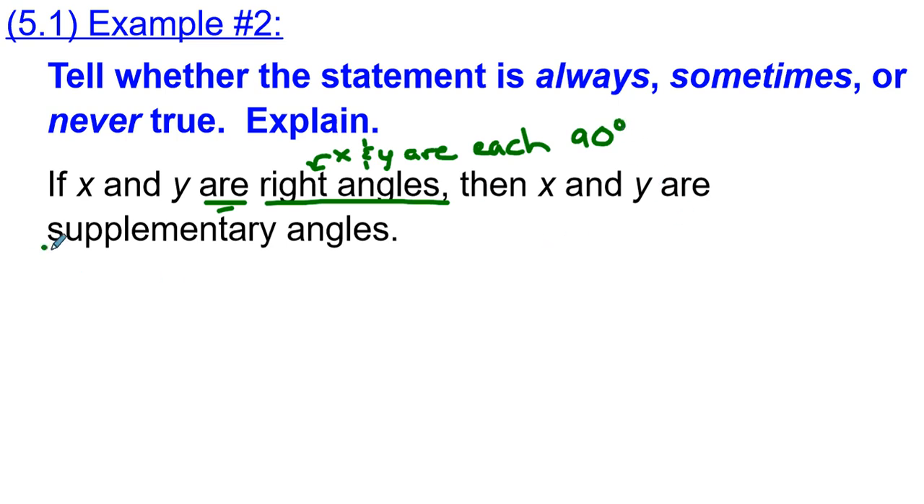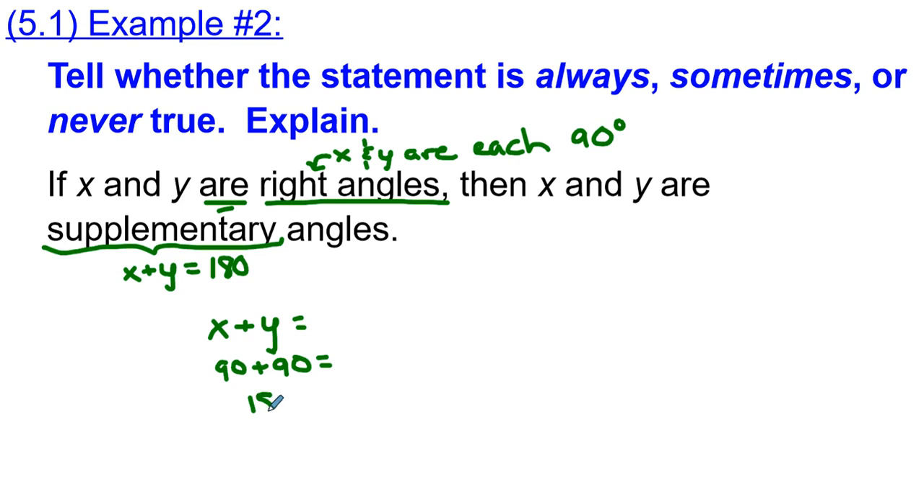So supplementary, again, from the last example and from the notes, means that if we add their angle measures, we get 180 degrees. So if x is 90 and y is 90, does that automatically make them equal 180? Well, if we take x plus y, what do we end up with? If x and y are stuck at 90 degrees each, that equals 180. So in this one, there's no other option for x or for y because it says they are right angles, which means they are 90 degrees.